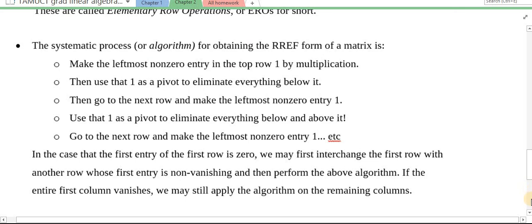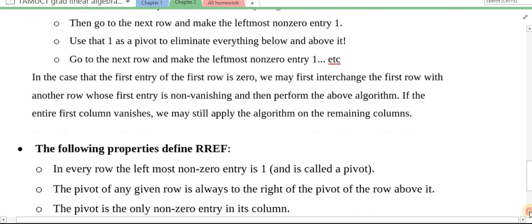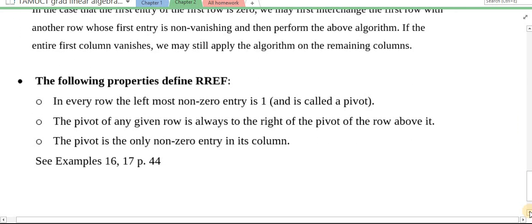So how do you know you finished? Well, when you finished, then the part of the augmented matrix to the left, well, actually the entire augmented matrix is in reduced row echelon form, and these are the characteristics of reduced row echelon form. In every row, the leftmost non-zero entry is 1 and is called a pivot. The pivot of any given row is always to the right of the pivot of the row above it. So this you call stair-step form. And the pivot is the only non-zero entry in its column.